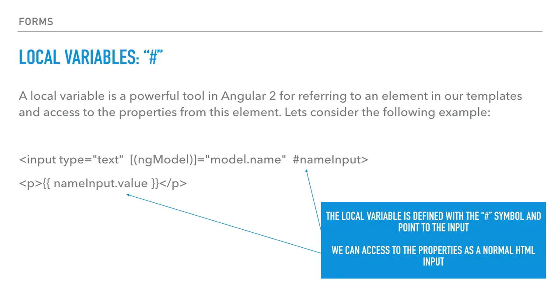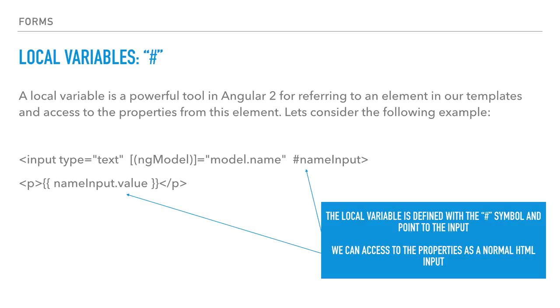About local variables, this is a very powerful and new concept from Angular 2. When we define a local variable, basically we have access to the HTML input or the HTML element as it would be in a native HTML world. So we can access the properties of this element.